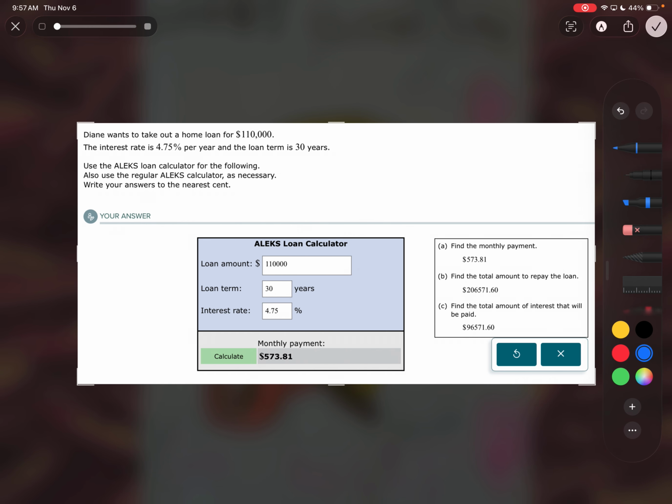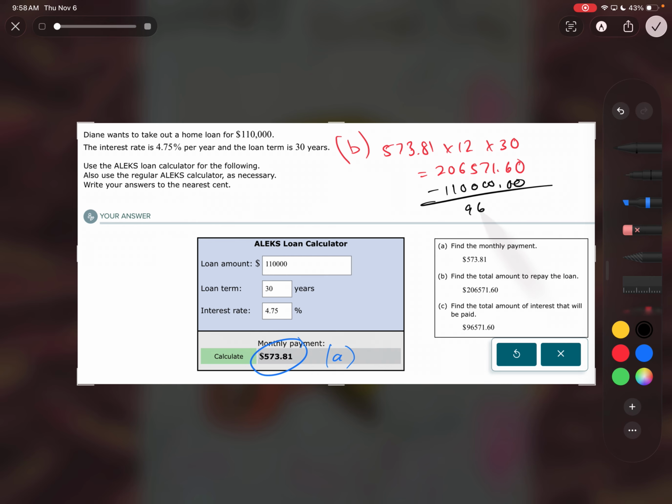All right, so there's part A. Part B was 573.81 times 12 months times 30 years. So that equals 206,571.60. And then part C was minus 110,000, which is 96,571. That's part C. Okay.